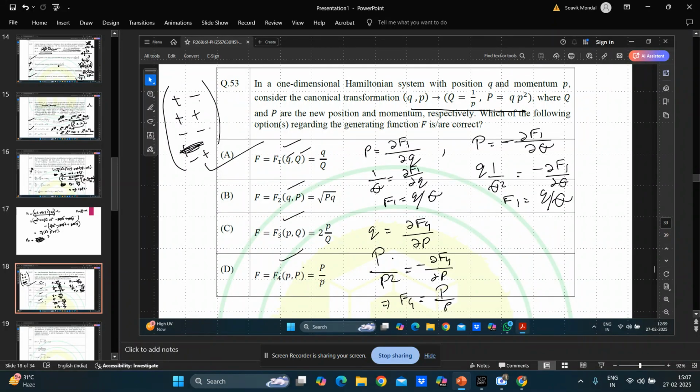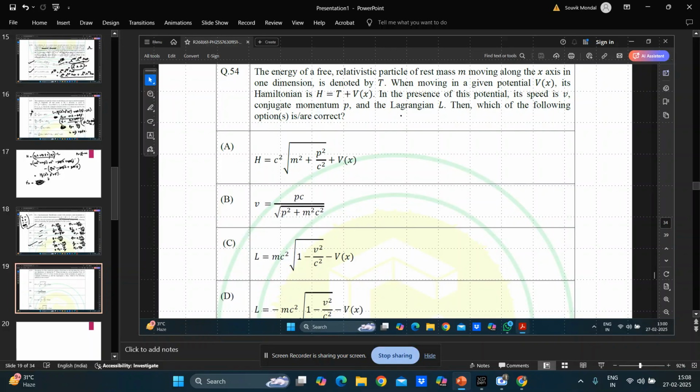Okay, now check with the other option. So capital Q is equal to plus del f4, this is minus. Okay, this is minus. So del f4 del capital P, and capital Q is equal to 1 by p, 1 by small p is equal to plus del f4 del capital P. So F4 is equal to capital P by small p. So both of them are giving the same result. So F4 is also correct, and if you calculate F2 and F3, F2 and F3 will not be correct. Okay. So options A and D are correct for this.